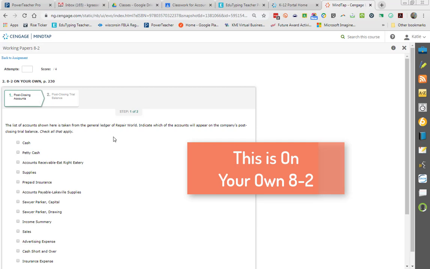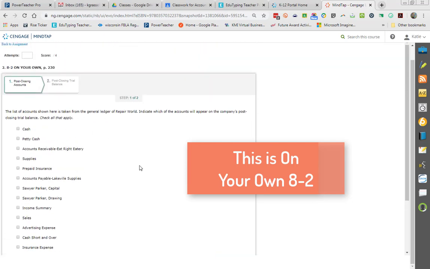Now, here are the only accounts that appear on our company's post-closing trial balance: asset, liability, and capital. If it's not one of those, it doesn't go on there. And notice I said capital, not owner's equity. So we're going to run down this list of accounts here, and we're going to ask ourselves, is it an asset, is it a liability, or is it our capital account? If we say yes to those three, we check it. If it's not those, we don't check it. So cash. Classification of cash.